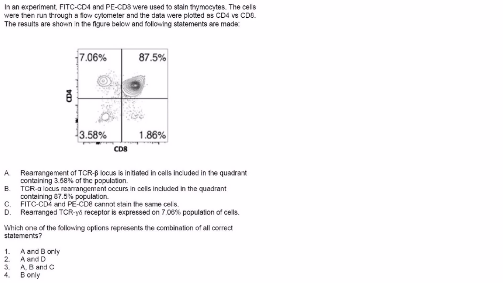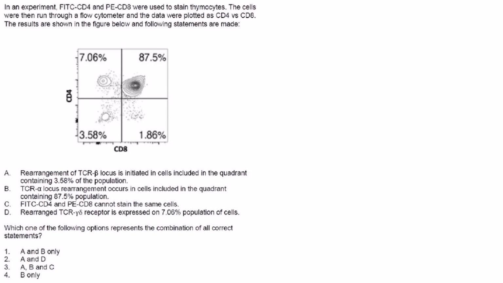So coming to the first question. In an experiment, FITC-CD4 and PE-CD8 were used to stain thymocytes. So these are some fluorescent probes that are used to stain thymocytes. So they are staining CD8 and CD4 thymocytes. The cells were run through a flow cytometer and the data were plotted as CD4 versus CD8. The results are shown in the figure below and the following statements are made. Which of the options represents the combination of all correct statements?